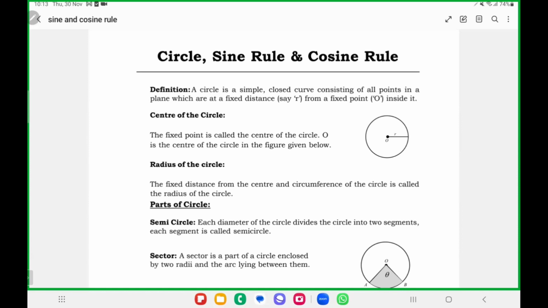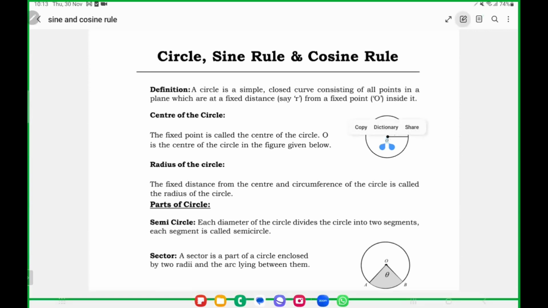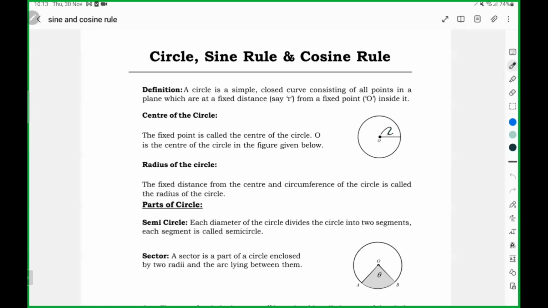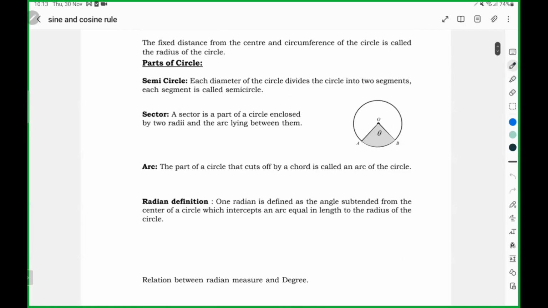Let us start by defining a circle. A circle is a locus of points which are at equal distance from a fixed point. That fixed point is called the center of the circle, which is denoted with O, and that fixed distance is the radius. And semicircle means, here this is a diameter which divides the circle into two equal parts. So this half of the circle is known as a semicircle.